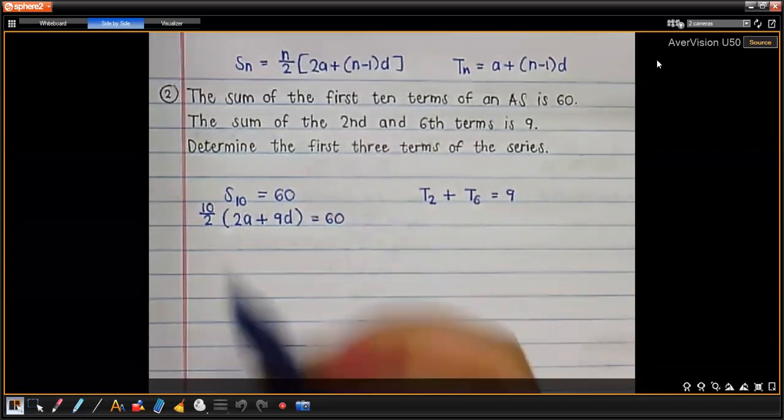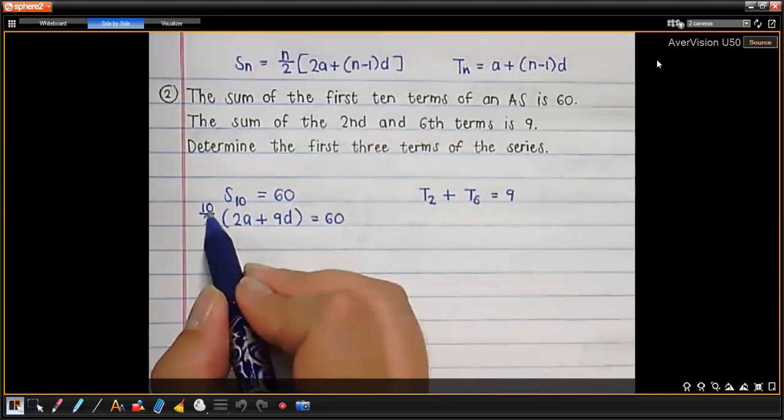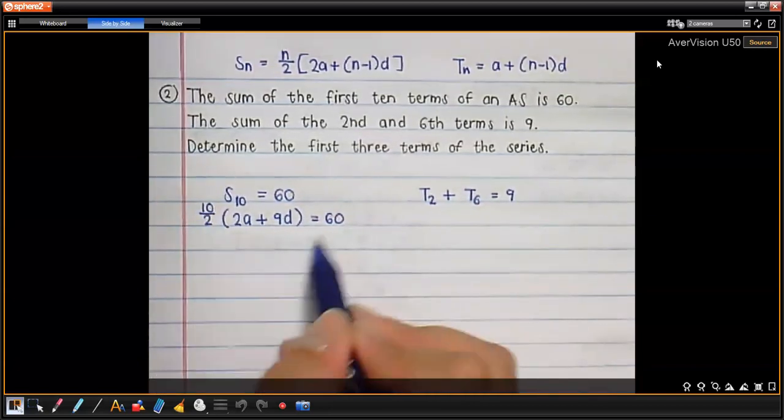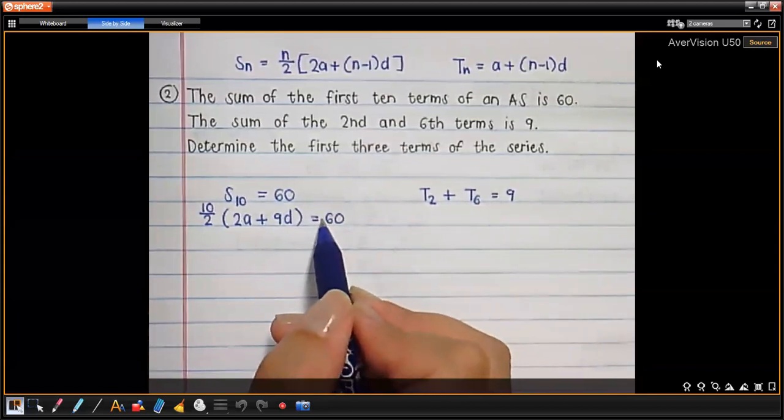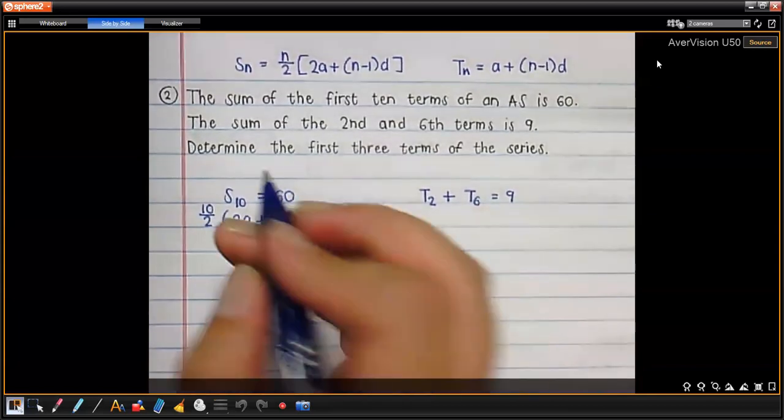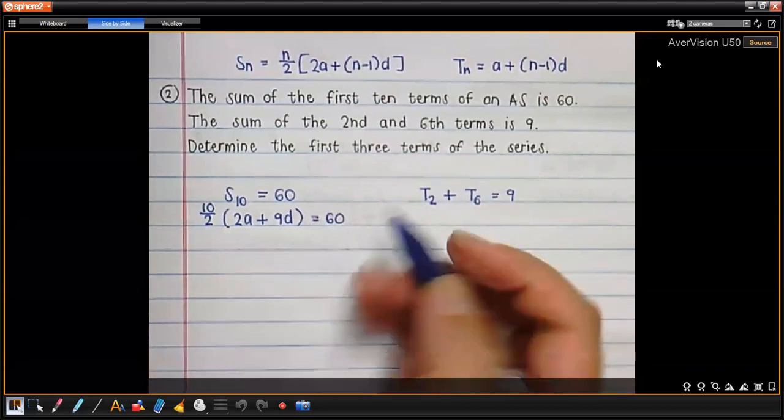And then I simplify this straight away, guys. What's 10 divided by 2? 5. And then I can divide 60 by 5. Then I get rid of those brackets. So this is 5 times the bracket. What's 60 divided by 5?